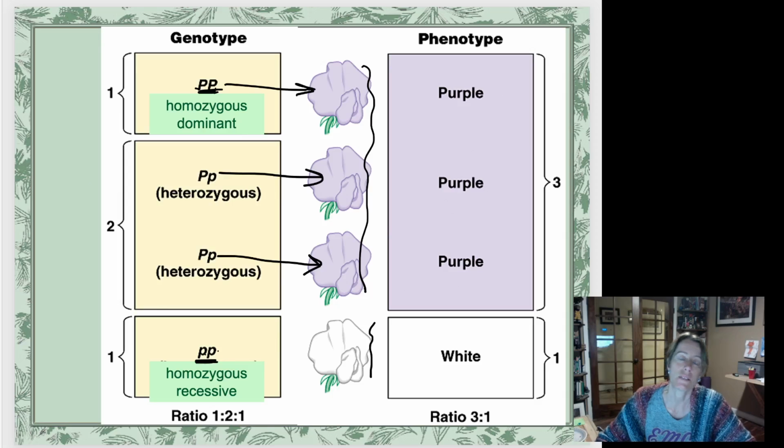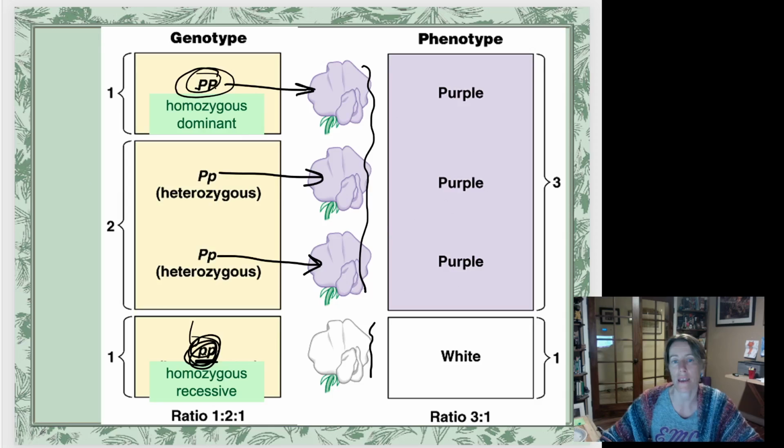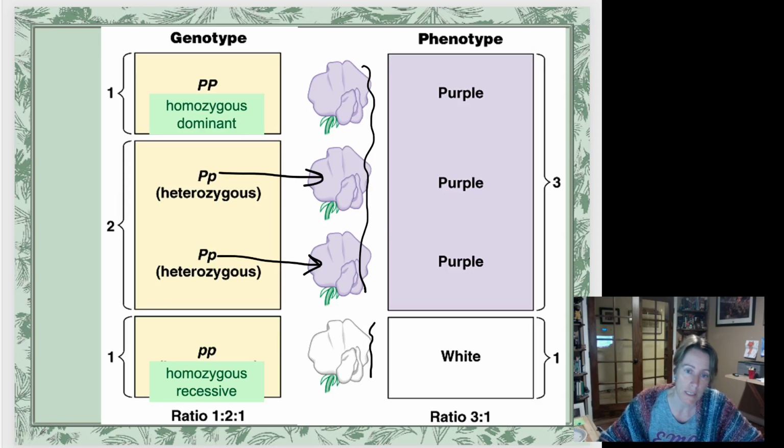Now, that's all well and good, homozygous, heterozygous. But because both this and this are homozygous, we have to have another term to separate one from the other. And so we have this additional phrase that we use, which is dominant and recessive. Now, these terms were first used by Mendel, and they meant something back then, back when Mendel was describing what's going on.